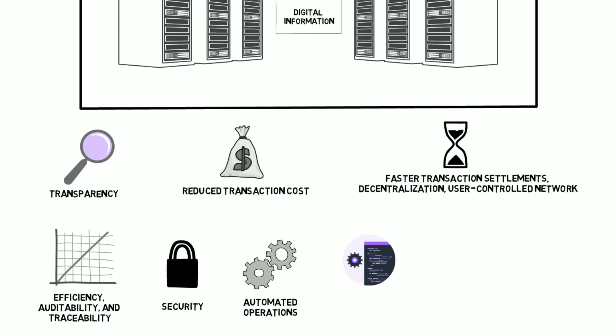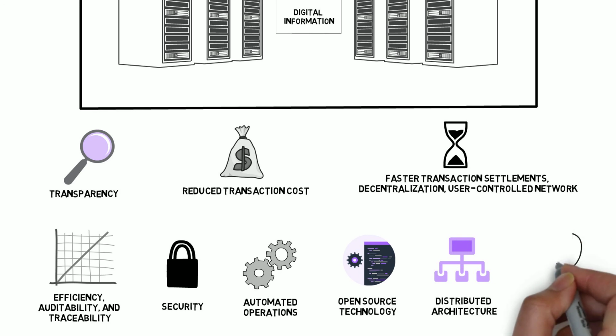Open. Open source technology is used in the development of blockchain. Open source community carries out its operations. Distributed architecture. Records are stored and maintained in all nodes of the network, and if any node goes down, it can be retrieved from the nearby node. Flexible. Blockchain is programmable using basic programming concepts.